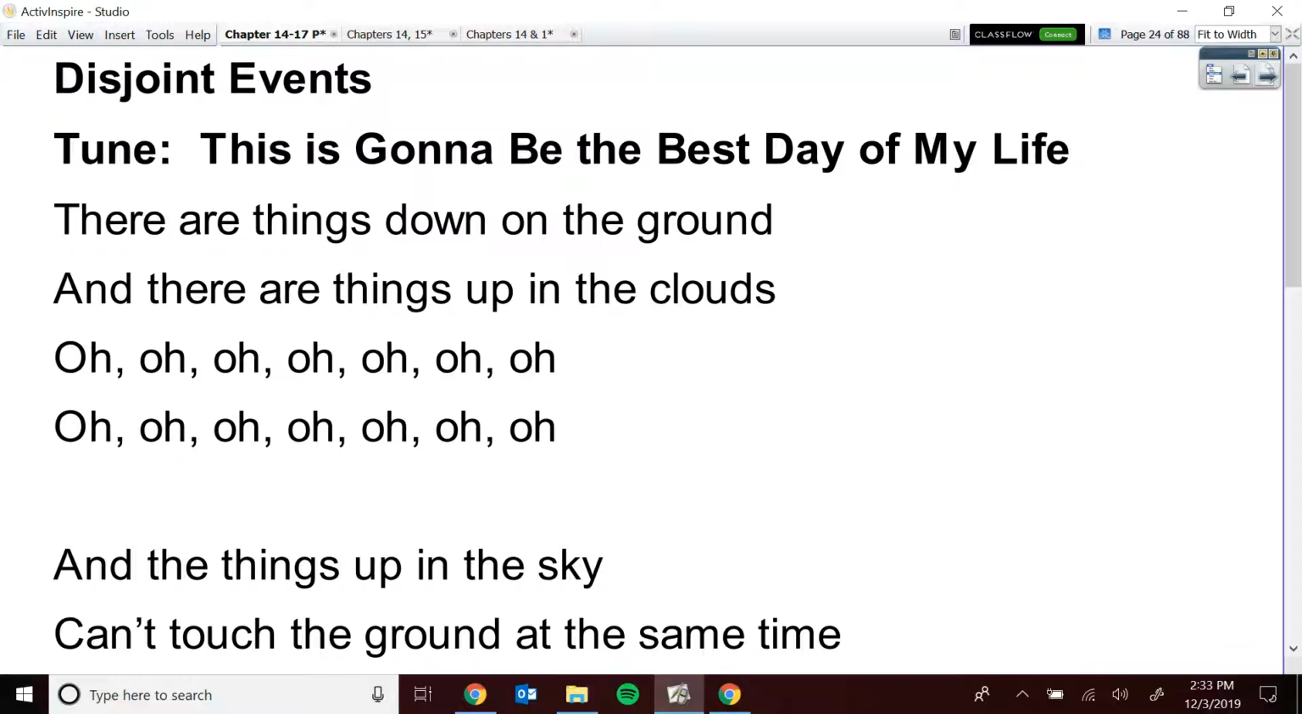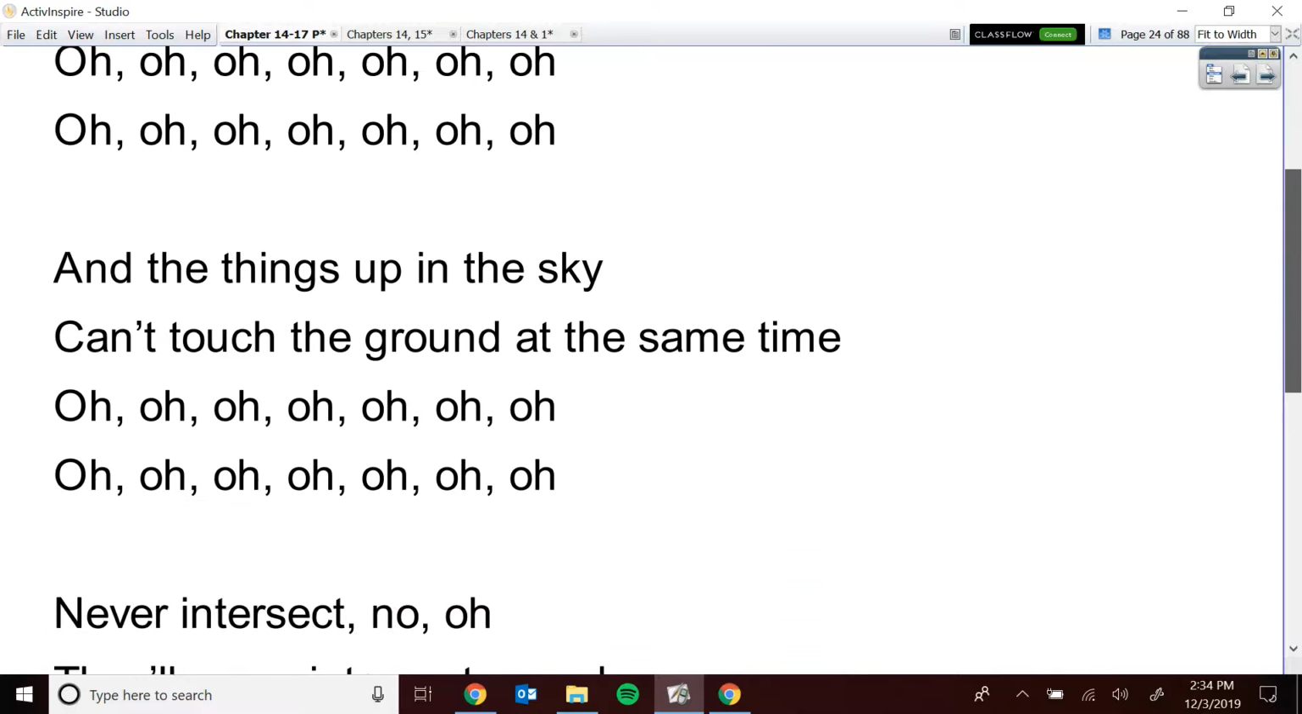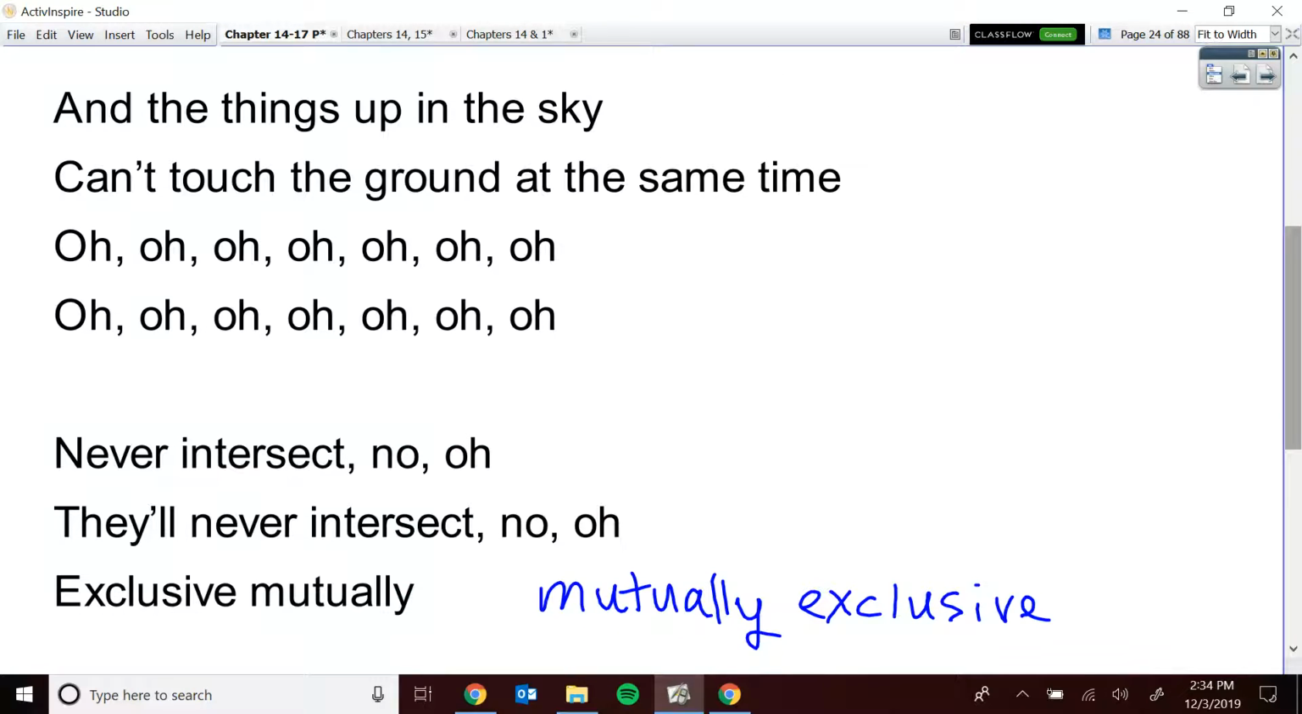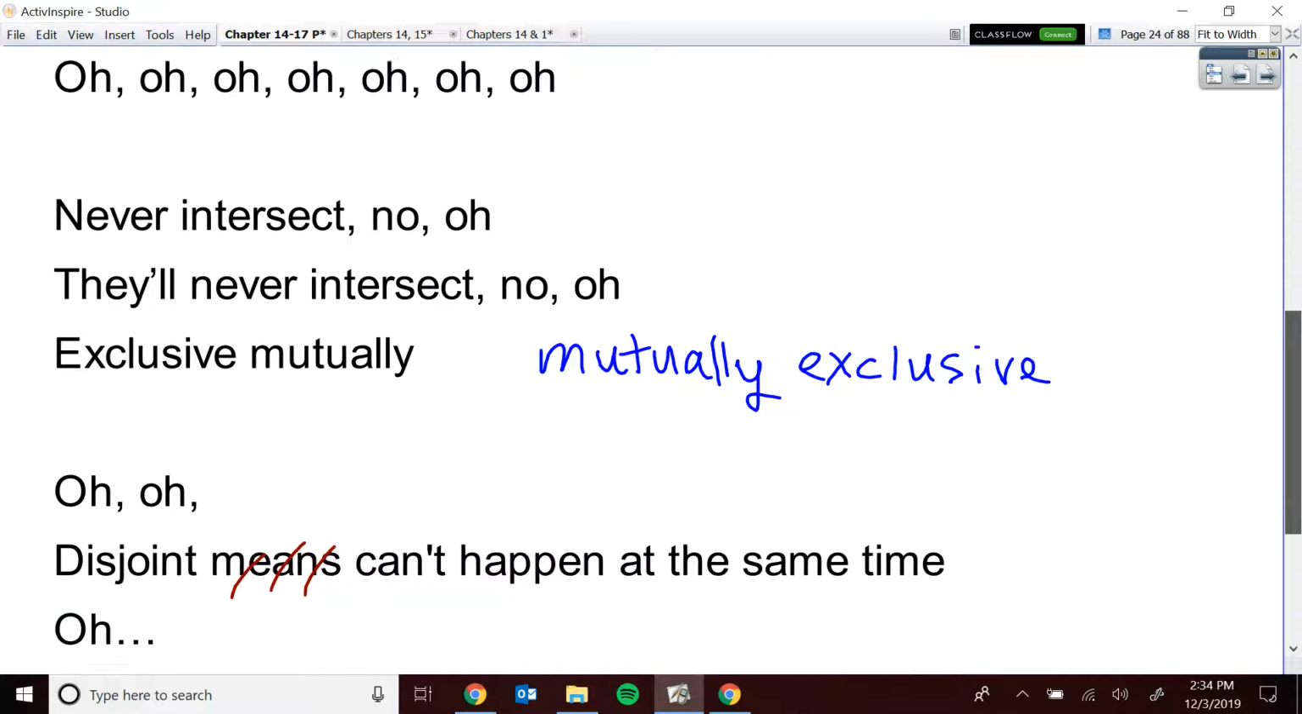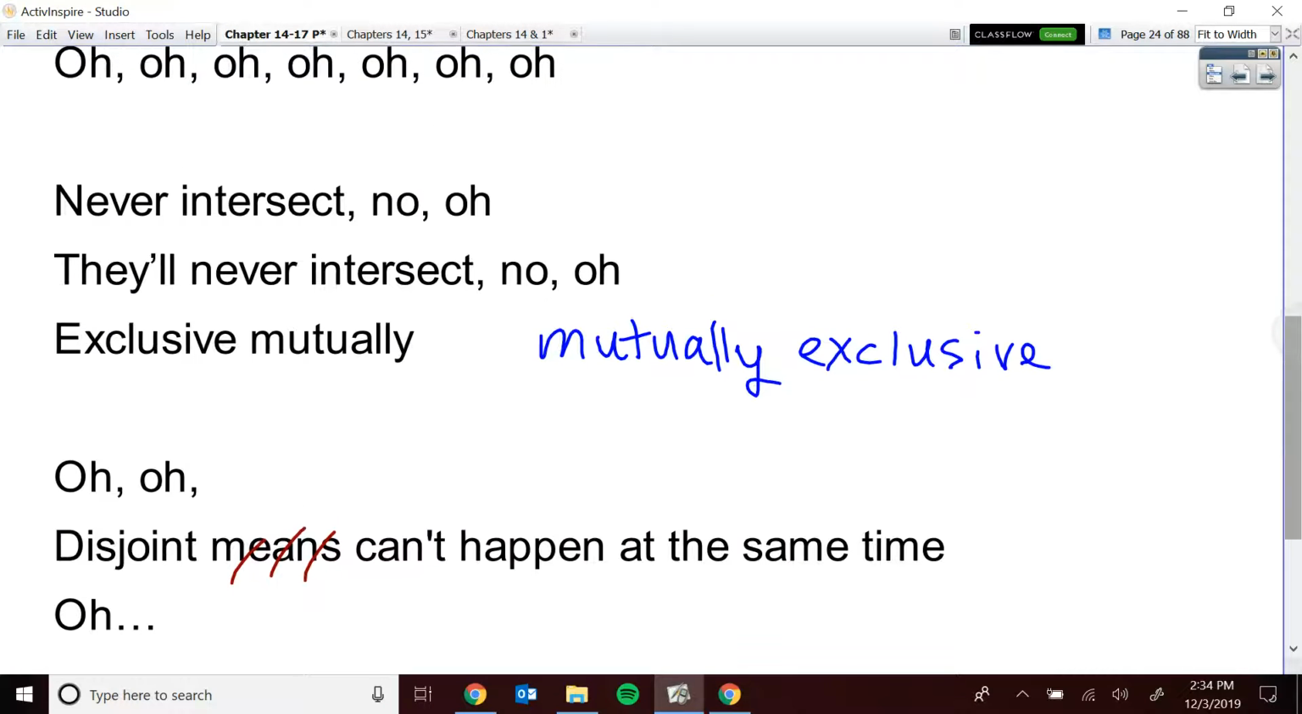This is going to be the best day of my life. So here we go. We know disjoint events can't happen at the same time. So there are things down on the ground, and there are things up in the clouds. And the things up in the sky can't touch the ground at the same time. They'll never intersect, no.